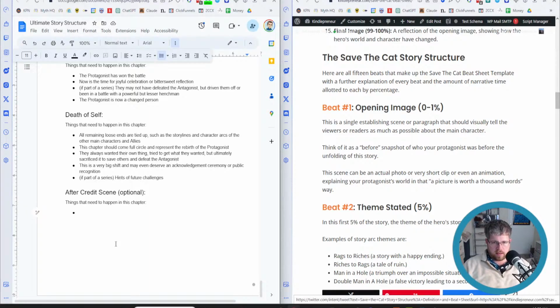So let's just write: should involve a closing image visually representing the upcoming conflict for future books, series, and in a way that increases the stakes, similar to a Marvel after credit scene that teases upcoming films. Something like that.